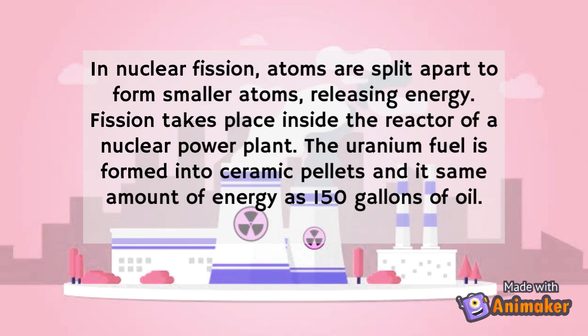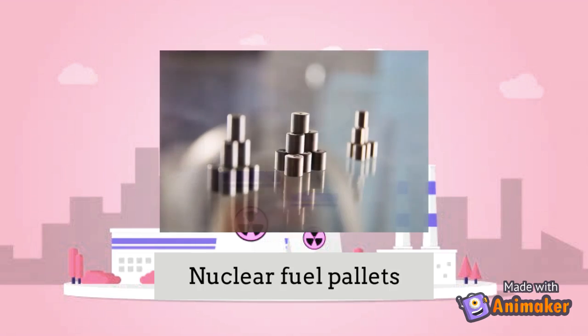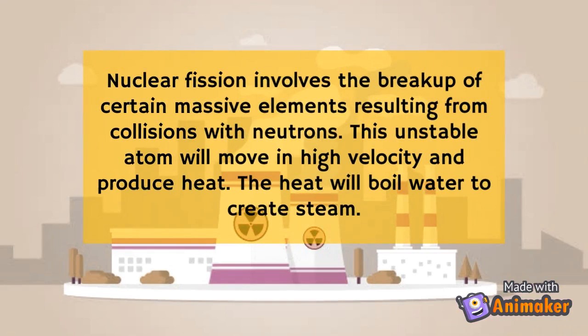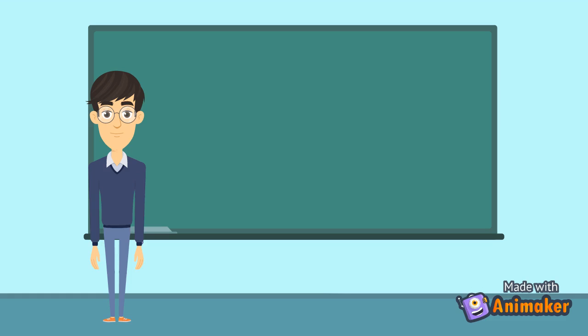The uranium fuel is formed into ceramic pellets, and it has the same amount of energy as 150 gallons of oil. This is nuclear fuel pellets. Nuclear fission involves the breakup of certain massive elements resulting from collisions with neutrons. This unstable atom will move at high velocity and produce heat. The heat will boil water to create steam.